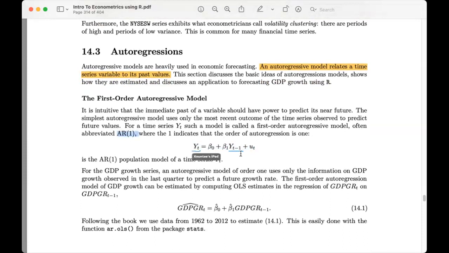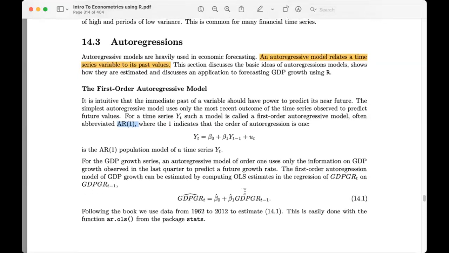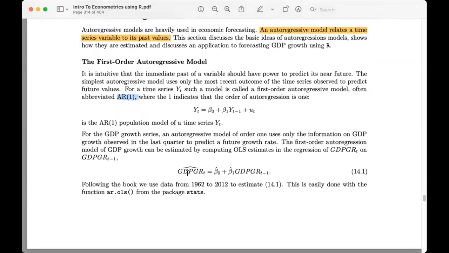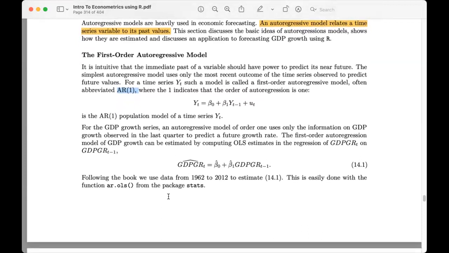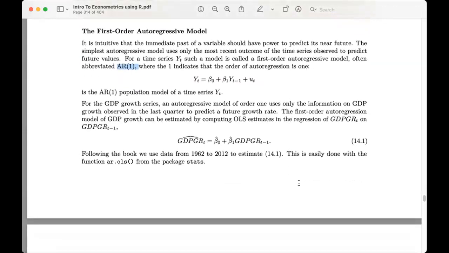That is, it has a lag of one. So yt is modeled as beta naught, that's a constant, plus beta one times yt minus one. So it is modeled based on its last year's value and the error term. It's an AR(1) population model of a time series yt. So we could model GDP like that. For example, the GDP growth rate is equal to beta naught plus beta one times the previous year's GDP growth rate. Following the book, we use data from 1962 to 2012 to estimate equation 14.